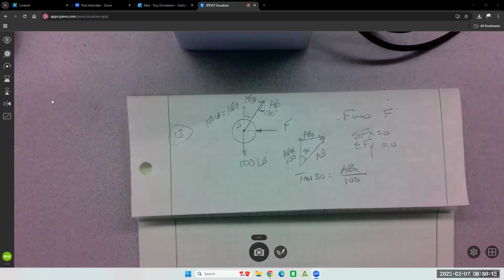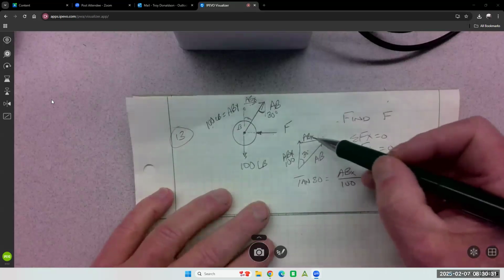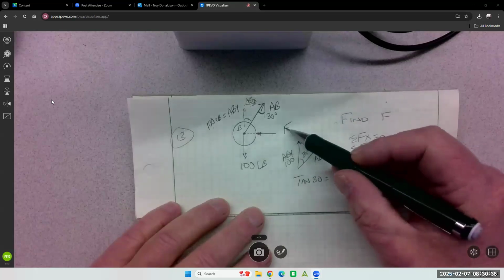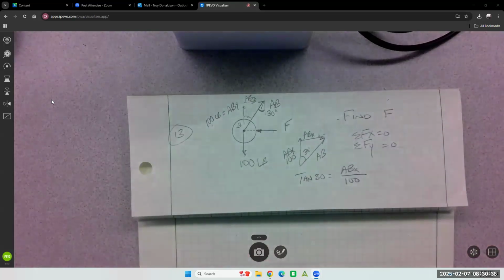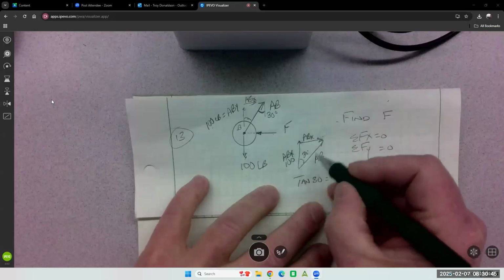Everyone see what I did? I just pulled AB out of the system and isolated it, and then drew the components, because we've done components a bunch. And then just applied some trig and going to try and solve it, right? I'm going to try and solve for ABX, because if I know ABX, what else do I know? F, because there's only two in the X, right? So I'm going to solve this problem by just this triangle right here.